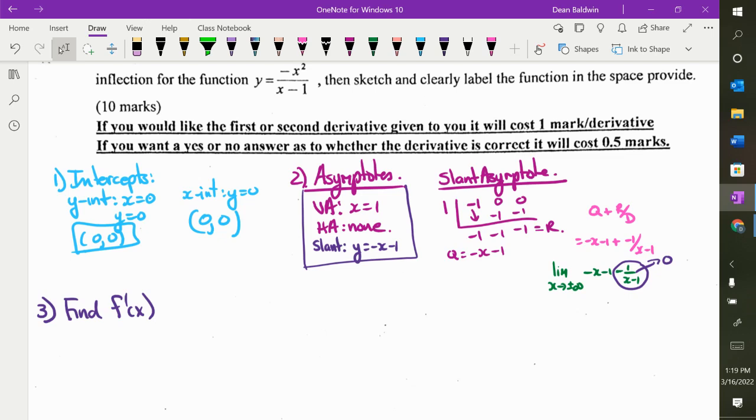Quotient rule is this. That's all squared. F prime is the top derivative times the bottom, minus the bottom derivative times the top, divided by the bottom squared. Would you like us to simplify it? Yeah, I would love for you to simplify it. It's not too bad to simplify. I'm going to freeze it, and we'll see if we all end up in the same place.